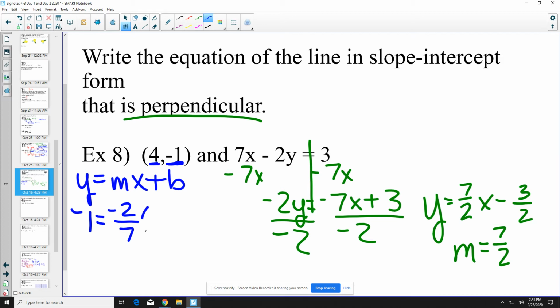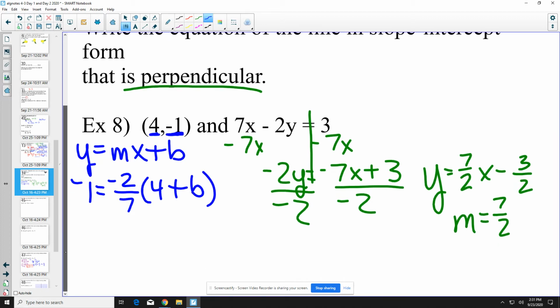I know an x value is 4 plus b. Okay? Now what I'm going to do, and I shouldn't have put those parentheses there. I'm not sure why I put parentheses there, but I should have done that, just like that. Now what I'm going to do is solve for b.